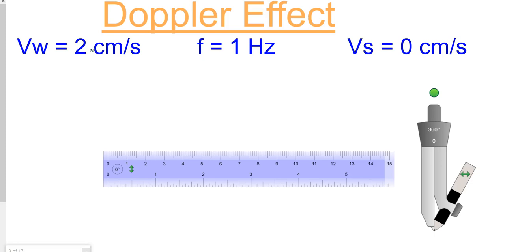Hello. Today we're going to talk about the Doppler effect. I want to give you a conceptual idea of what the Doppler effect is and how it works. In a later video, you'll go through problems and how to actually do the calculations. But we want to make sure we have a good conceptual understanding of what's going on.